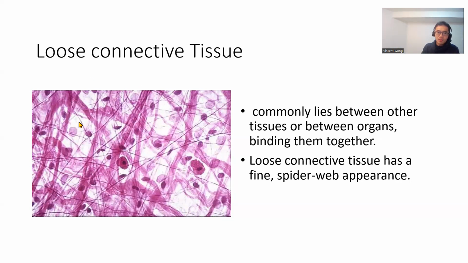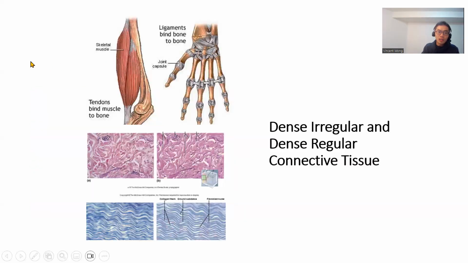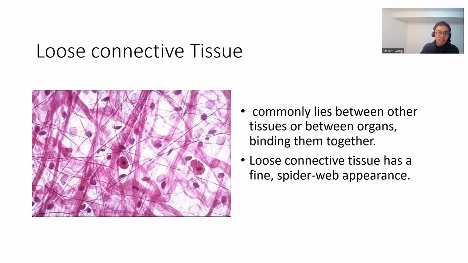But it's not very dense. That's why they're called loose connective tissue. And you can see the cell here, and the matrix are formed by all these fibers. Those fibers can be collagen fibers, which gives it a little bit of elasticity and a little bit of ability to absorb shock as well. So that's the loose connective tissue.